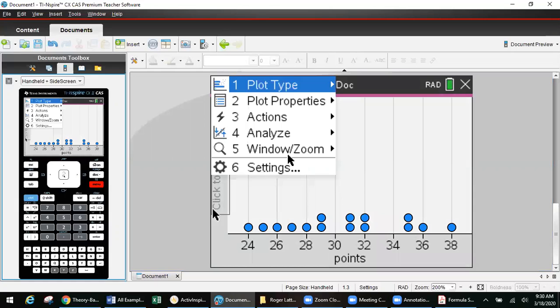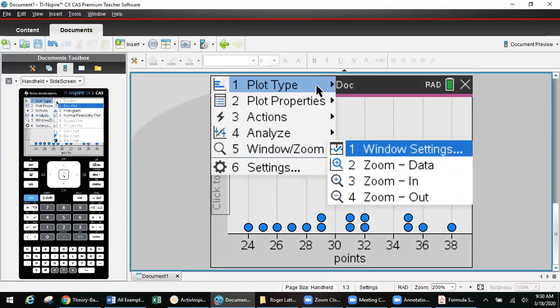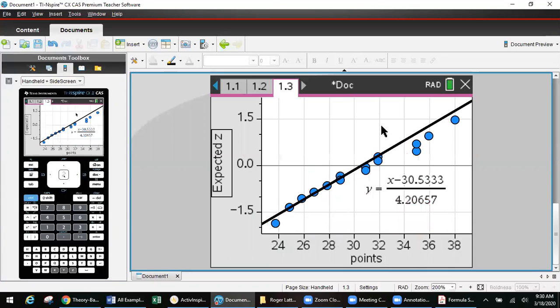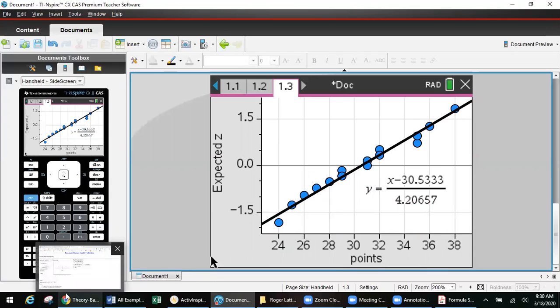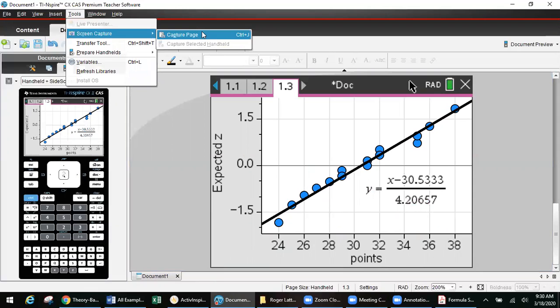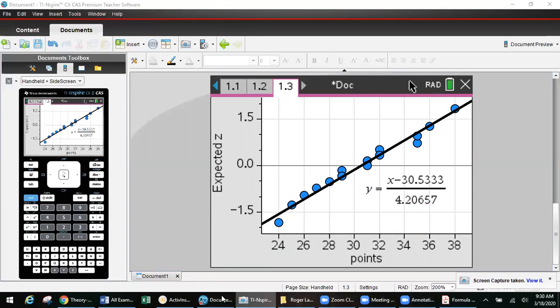Now, I like a normal probability plot. So I'm going to change my plot type to a normal probability plot. Look, this thing is following a line, right? And if that follows a line, then that means that the data is approximately normal. So that's even better. So I'm going to go ahead and put this one onto the page that we're working on.